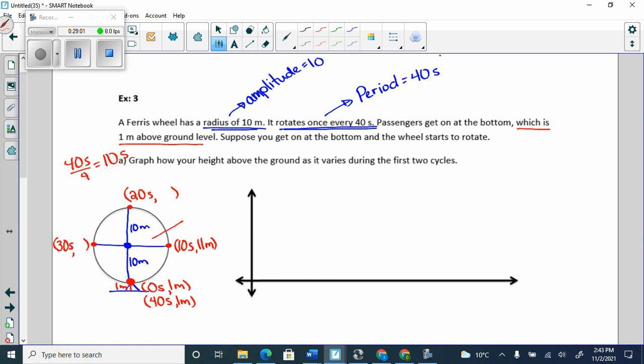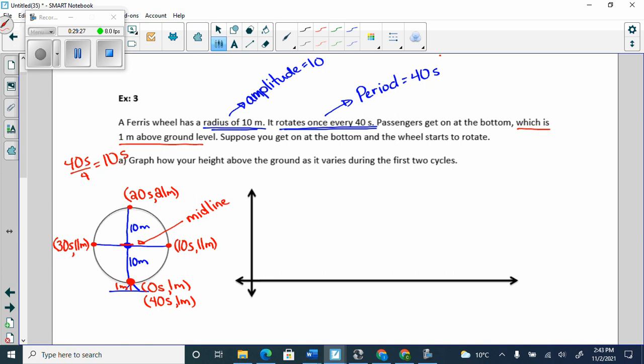So remember, this is my midline. I'm just going to write that there for my little brain to remember it. So the center of the circle is the midline, right? How high is it up here? 21. What about this height again? Back down to 11.